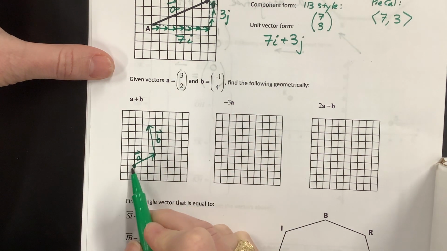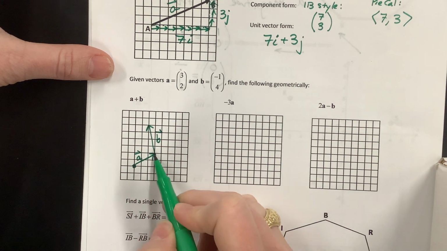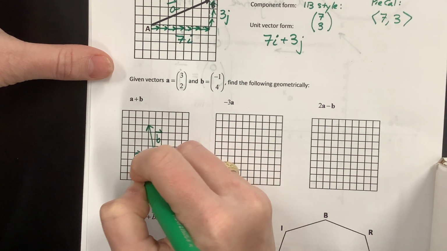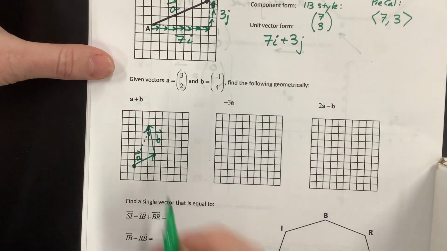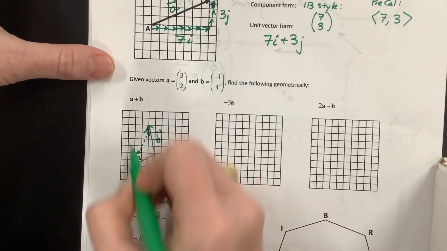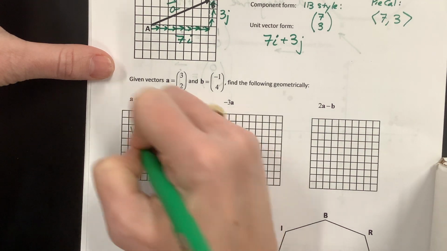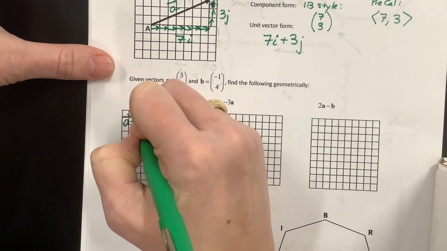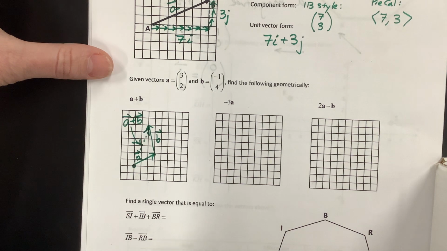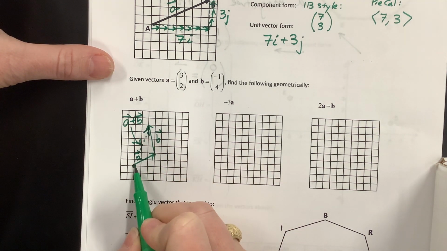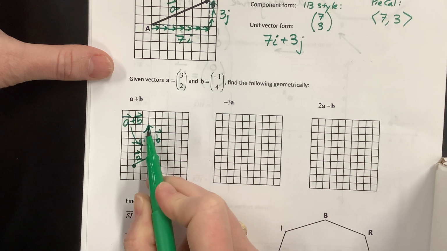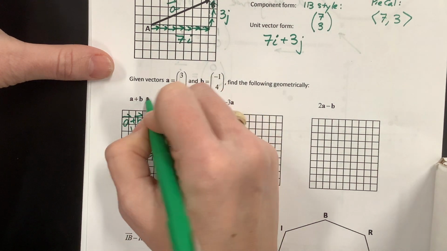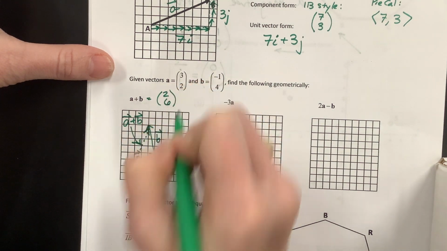So when I add these, I'm starting at A, I get to this point, and then I add B, and I get up here. And the resultant is this dotted vector that comes here. I should have labeled A down here. But this vector right here is A plus B. If you notice, it's really hard to see, but this vector goes over 1, 2, and up 1, 2, 3, 4, 5, 6. This is the vector 2, 6.